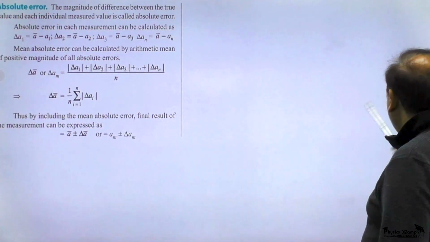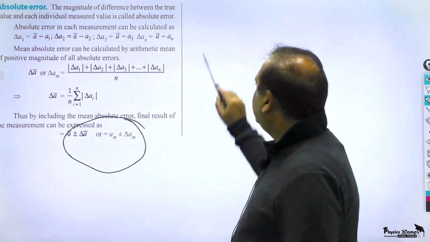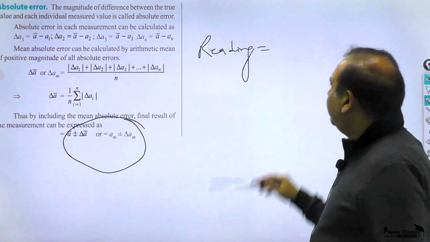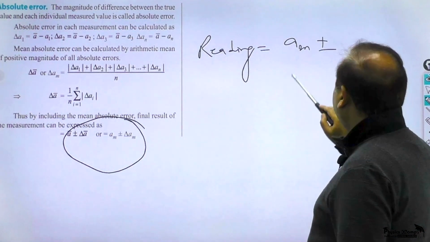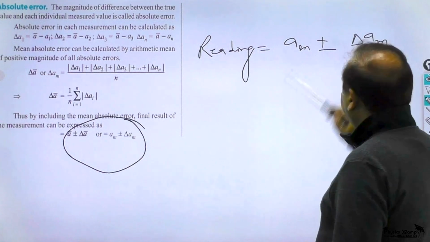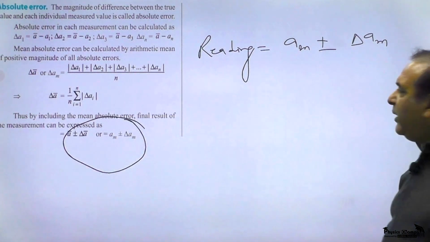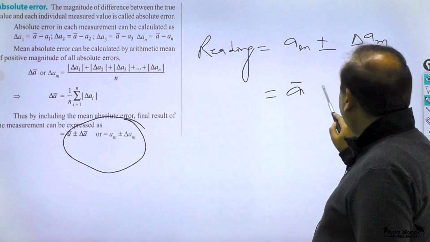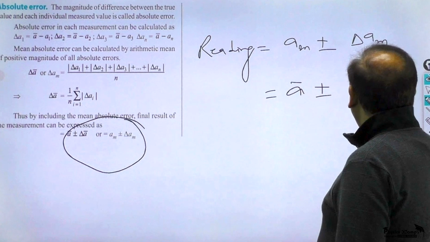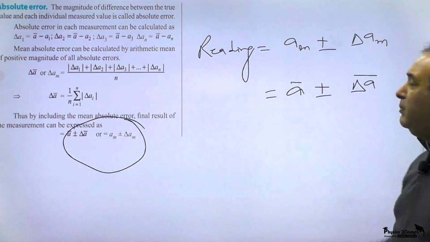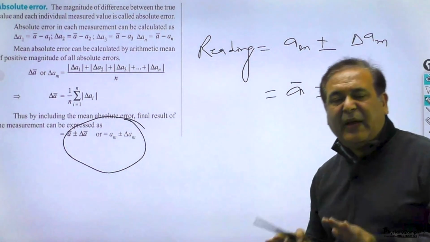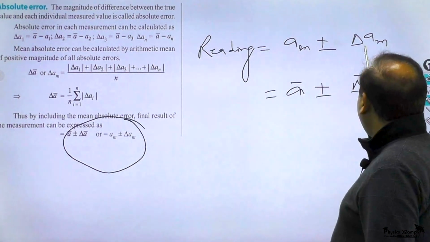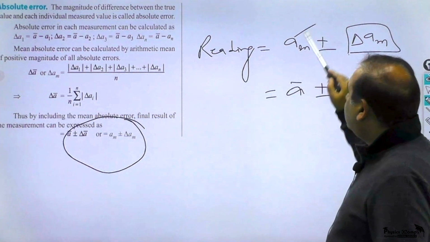And now, as we have learned, our reading should always be written as AM plus minus delta A bar, or mean value plus minus mean absolute error. This should be our final reading, that the value observed is this much. That shows the range of error and that shows the true value.